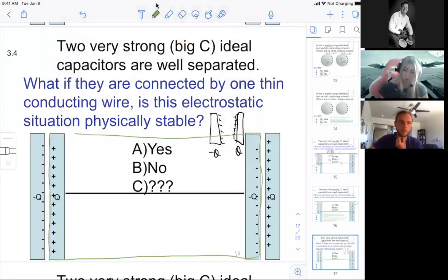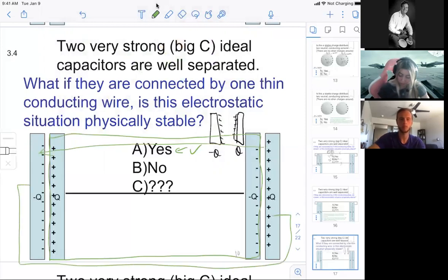You insert a piece inside a parallel plate capacitor, and because of the polarization, positive goes to one end and negative goes to the other end. In this case it is stable, it is okay. But as soon as you connect this piece to this piece, then everything is going to neutralize. They're not going to be stable anymore. Okay.